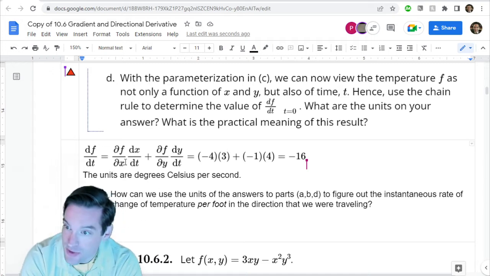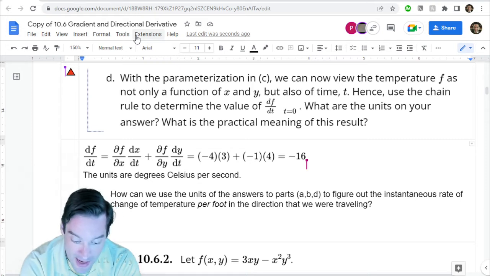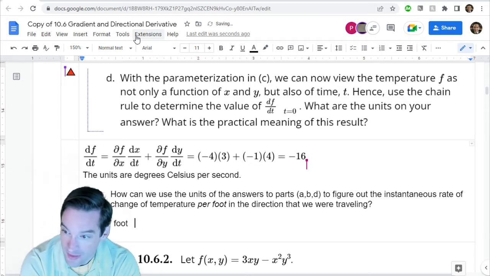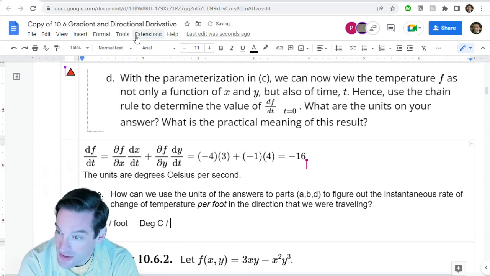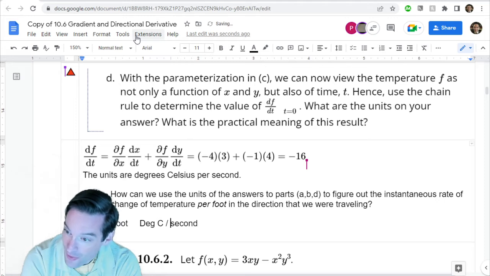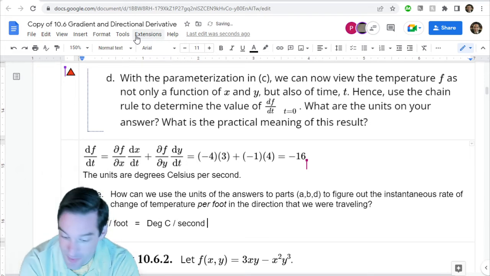And so when I say use the units, what I have in mind here is that our answers to part A and B, the partial derivatives, were degrees Celsius per foot, right? And that's what we ultimately want to get to. But our answer to part D was degrees Celsius per second. So what could I do to degrees Celsius per second to turn it into degrees Celsius per foot?